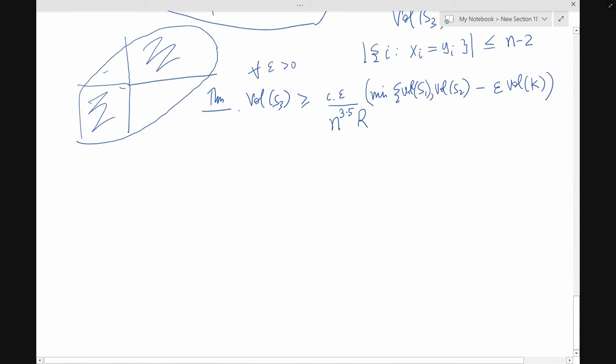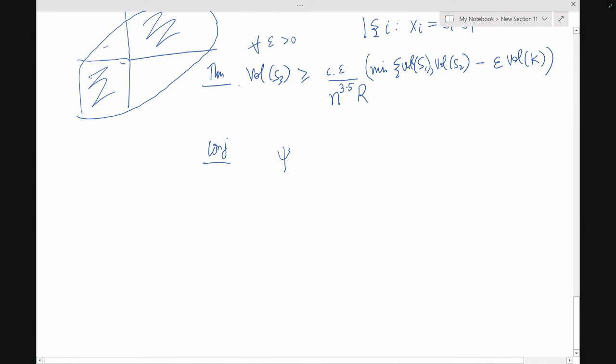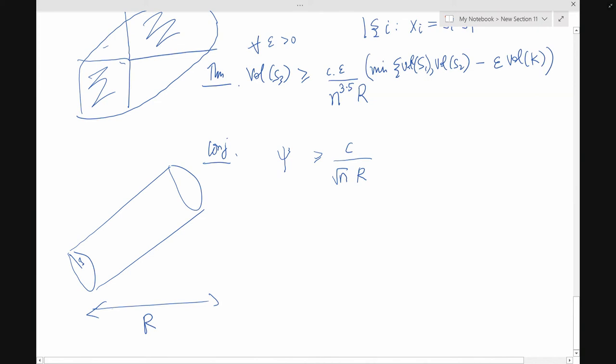As far as I can tell, the conjecture here would be that the right constant, if I call this psi, this isoperimetric ratio, first of all, there should be no epsilon, and it should be something like a constant over square root n times r. That's the best possible. This is a simple example that you can show. If you just take a cylinder and tilt it, and you set this up to be about r, and this to be a unit ball, you'll see that this is the best you can have. Our bound is, of course, far from this.